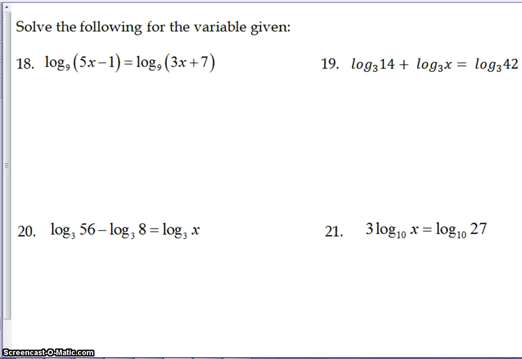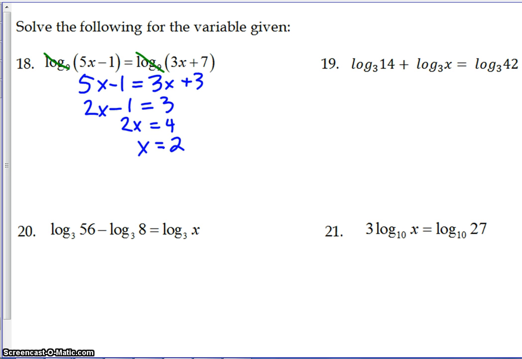Now, we have this unique case where we have the log base 9 of 5x minus 1 equals the log base 9 of 3x plus 5. What you do is you get rid of the log base 9 on both sides. So our problem really becomes, what's 5x minus 1, and when it equals 3x plus 5, what is x? So I'd subtract 3 x's from both sides. 2x minus 1 equals 6. I'd add 1 to both sides. 2x equals 7. And x in this case would equal 3.5.